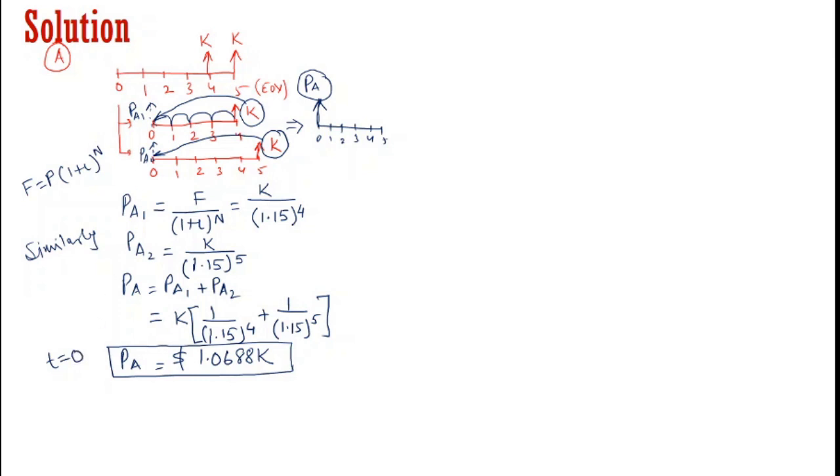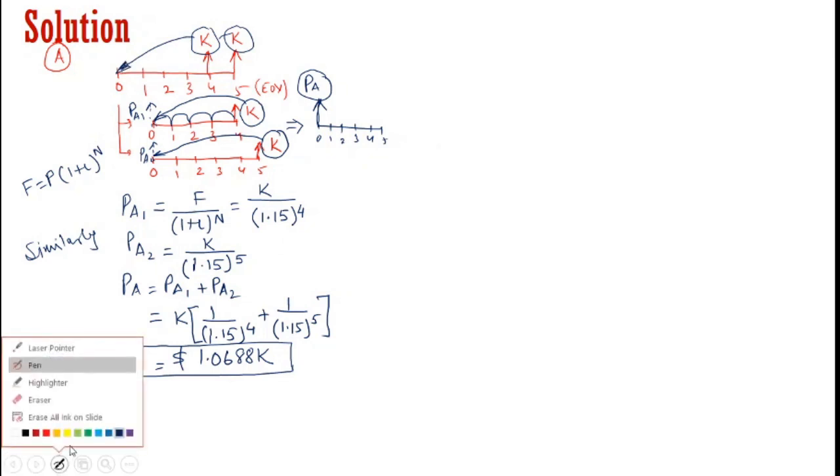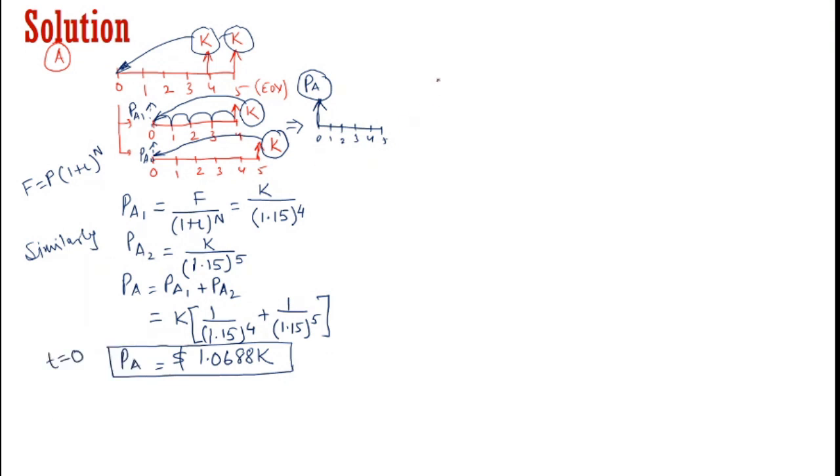So this is quite simple. The relationship between P and F is used for computing the equivalent of these two K transactions at this point of time. Fine. Now let us look at the second cash flow diagram. The second cash flow diagram looks like this. Okay, let me draw it.